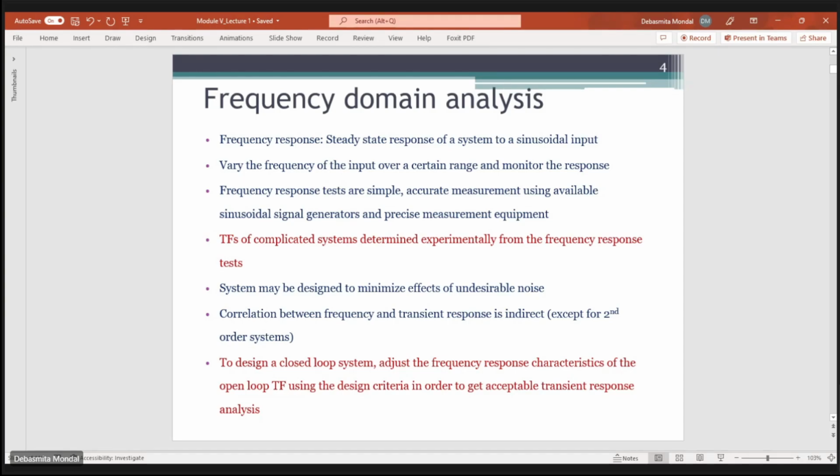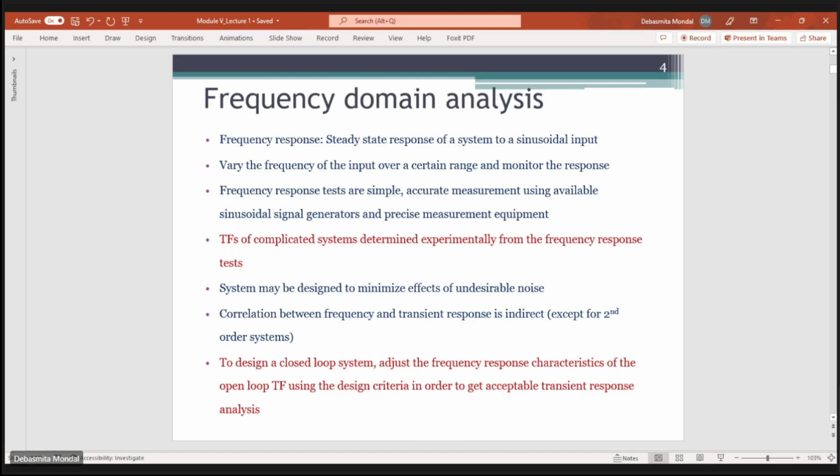Why do we need to do this frequency domain analysis? The advantages are that frequency response tests are very simple, and the measurements are very accurate. In time domain analysis, we saw that we had to do lots of Laplace transforms and inverse Laplace transforms, which was quite tedious.